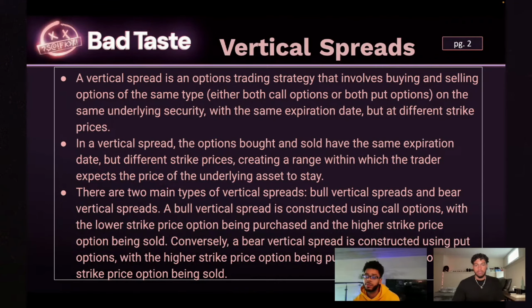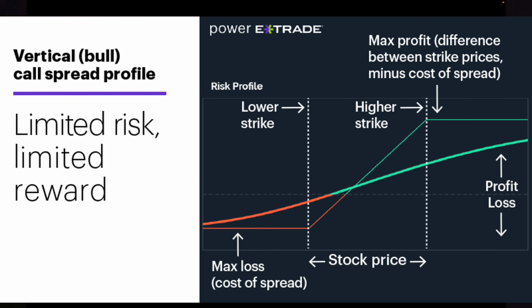There are two main types of vertical spreads: bull vertical spreads and bear vertical spreads. A bull vertical spread is constructed using call options, with the lower strike price option being purchased and the higher strike price option being sold. And then it's the inverse for a bear vertical spread.